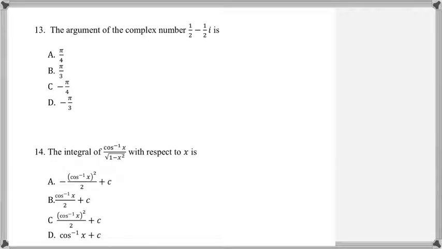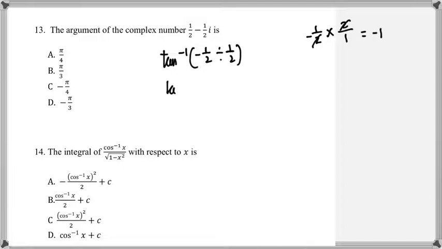Hey guys, so now let's look at questions 13 and 14. We have the argument of the complex number, negative a half, and a half i, so they want us to find the argument. That's pretty straightforward. The argument of the complex number is the tan inverse of the imaginary part, which is negative a half, divided by the real part. So that's really just negative a half multiplied by 2, right? So that's just negative 1. So it's the tan inverse of negative 1, which is what? That should be equal to negative pi on 4.